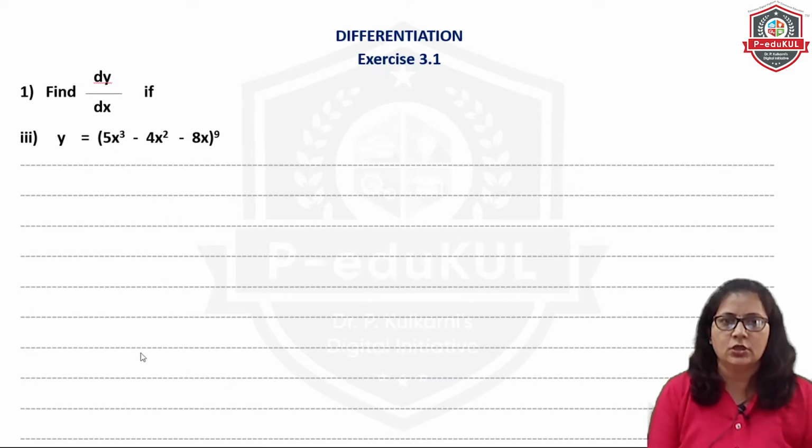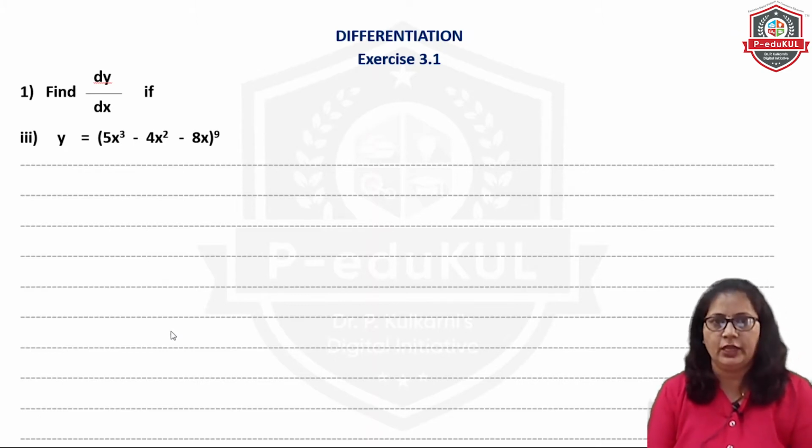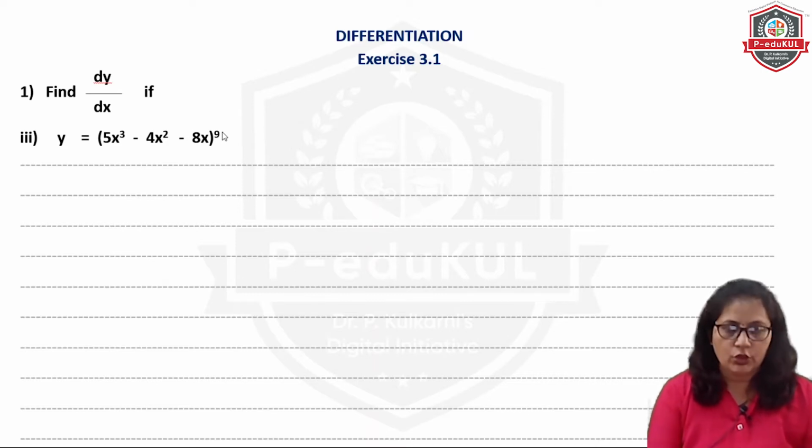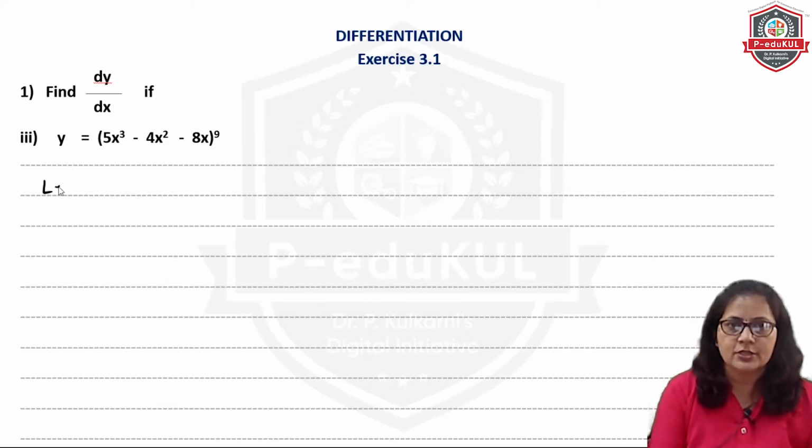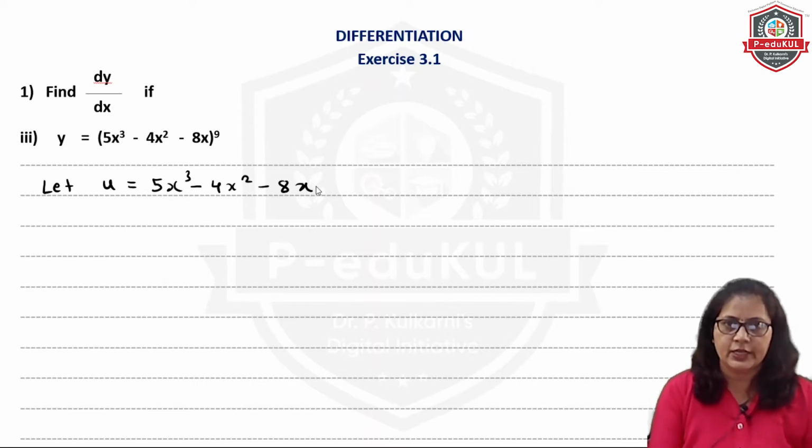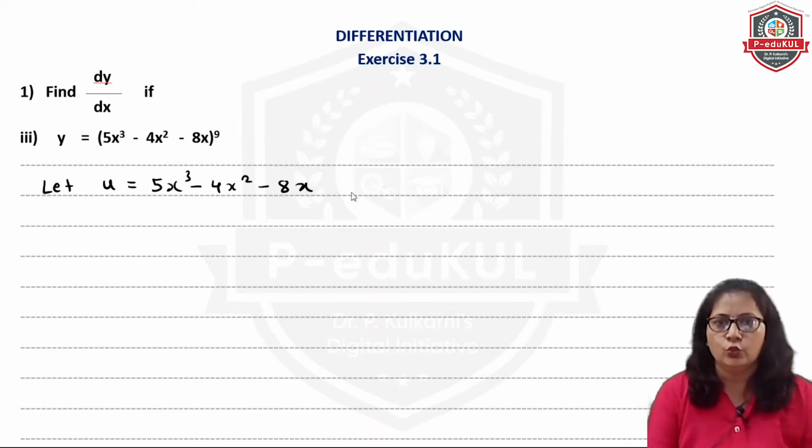Okay, so let's do the third sub question of the first question. y is equal to 5x cube minus 4x square minus 8x raised to 9. So this is a combination of algebraic function and exponential function. So what I will do, I'll let u is equal to this bracket 5x cube minus 4x square minus 8x. This is my u. So my y function will be u raised to 9.